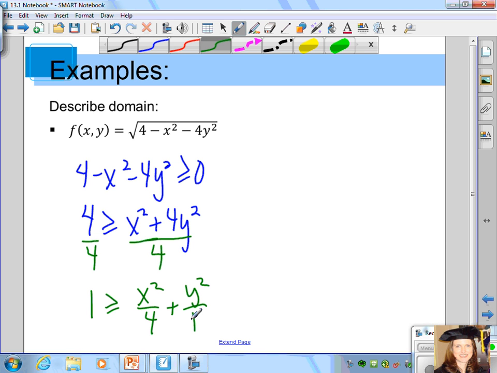This now looks a lot like the equation of an ellipse, but now we're looking at it as an inequality. If I reverse the order of this inequality, I get the inequality x squared over 4 plus y squared over 1. All of this side has to be less than or equal to 1. So I'm looking at it this way.